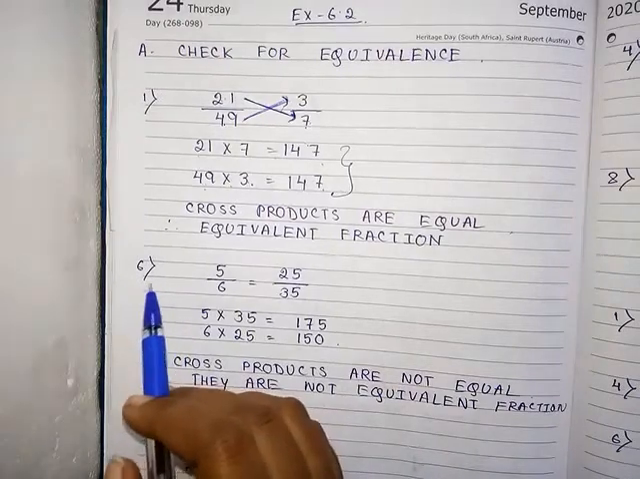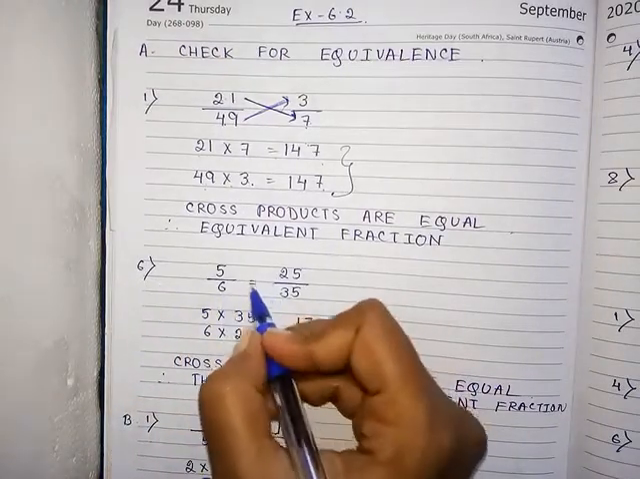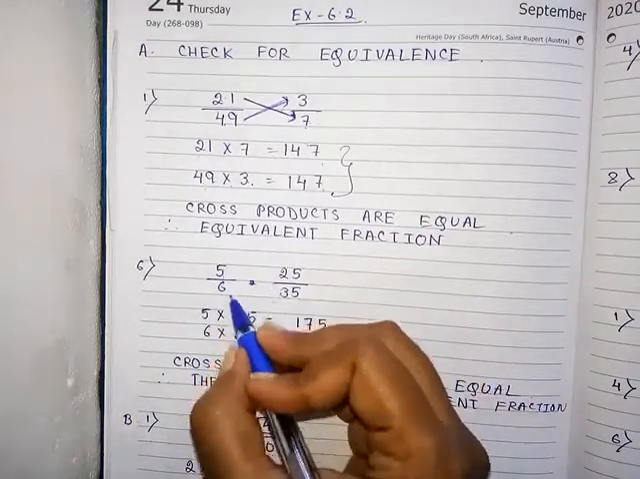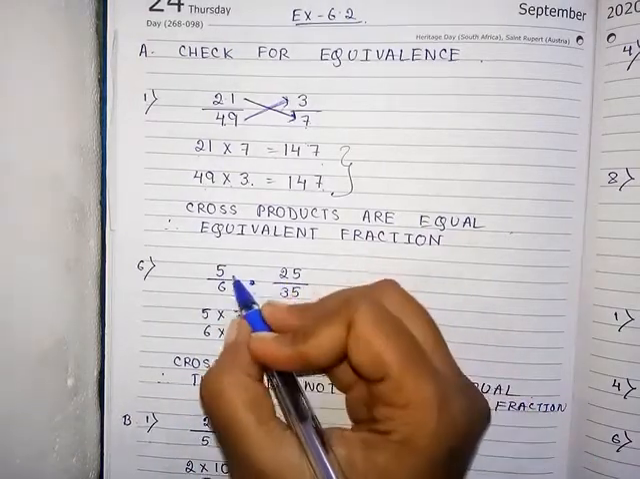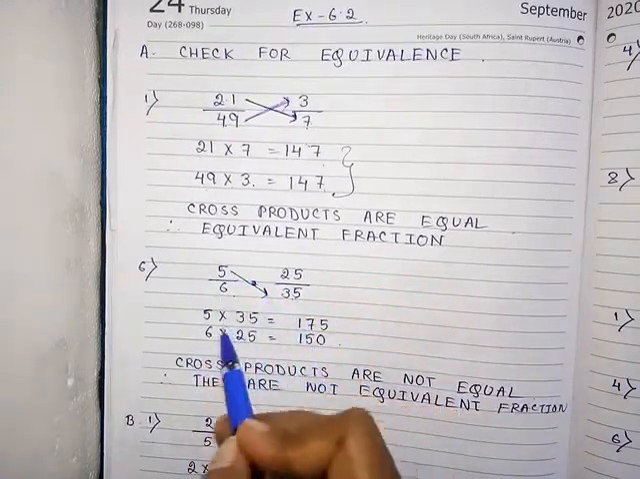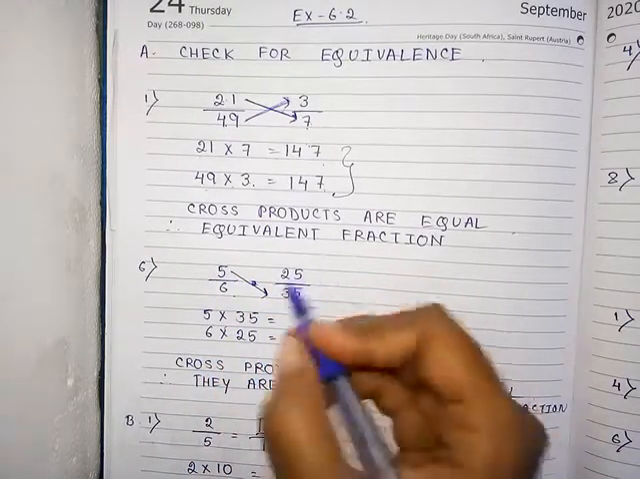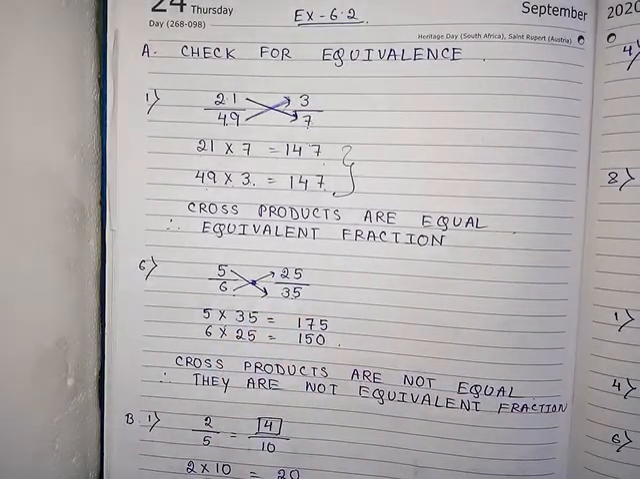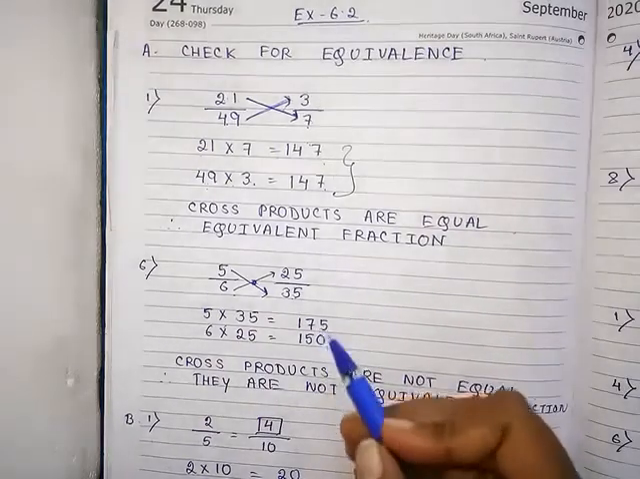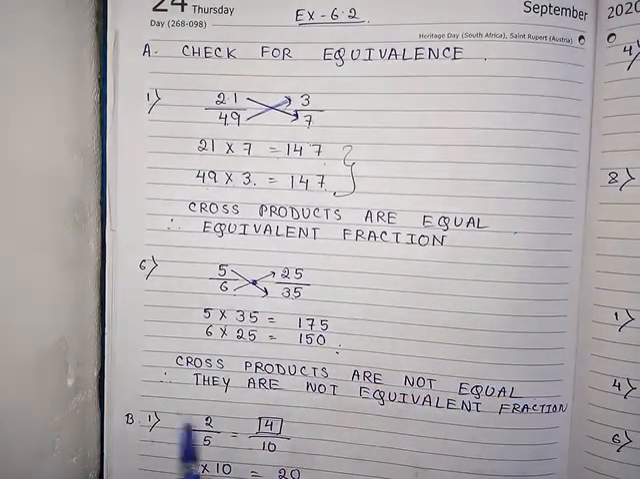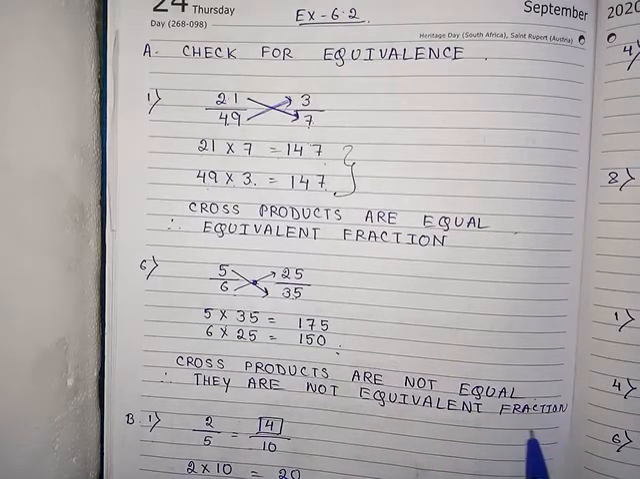Similarly, we are doing sum number 6. We have to check whether these two fractions are equivalent fractions or not. 5 by 6 and 25 by 35. First give arrow sign. 5 into 35, that is equal to 175. Then 6 into 25, that is equal to 150. Here the cross products are not equal. Cross products are not equal, therefore they are not equivalent fractions.